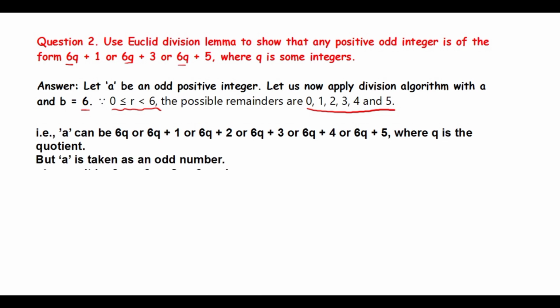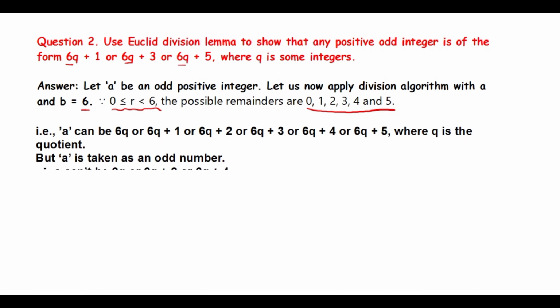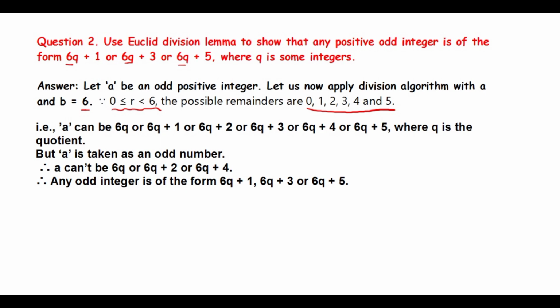But a is taken as an odd number, so a cannot be an even number. Observe this point, a we have already taken as an odd number. Why have we taken an odd number? Because the question asks for an odd integer. So if you take an odd integer, you will get only odd numbers. You cannot get even numbers, so we are going to remove 6q, 6q plus 2 and 6q plus 4 from the list, and we have 6q plus 1, 6q plus 3, 6q plus 5. That is our answer.